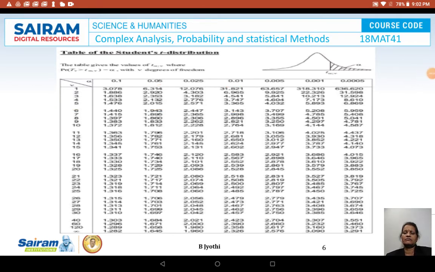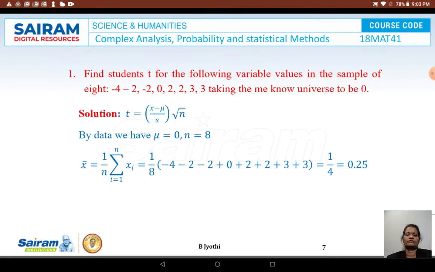Most of the time the tabular values will be given in the problem itself. In case they have not given them, the table will be provided so that you can refer to the table and get the values.